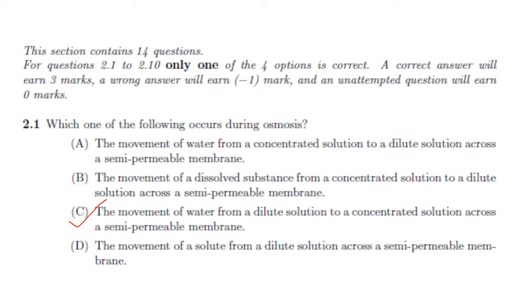Which of the following occurs during osmosis? The movement of water from a concentrated solution to a dilute solution across a semi-permeable membrane. No. The movement of dissolved substance from a concentrated solution to a dilute solution across a semi-permeable membrane. No. The movement of water from dilute solution to a concentrated solution across a semi-permeable membrane. That is correct. Option D, the movement of solute from dilute solution across, it is not the movement of solute, it is the movement of water. So option C is correct.